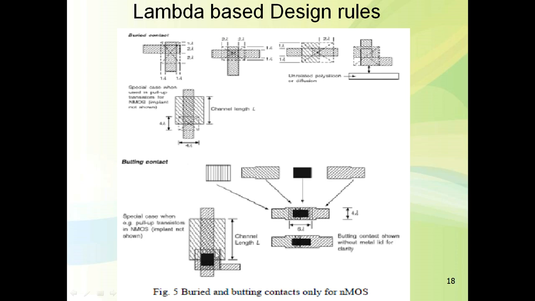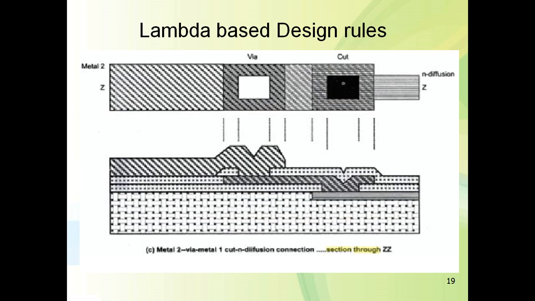Wherever we want contact between the two layers, that area will be removed, the thin oxide layer will be removed, and metal will be poured. Then there will be a connection between the poly and diffusion. Okay, so this is about the buried contact. You can see it in detail.